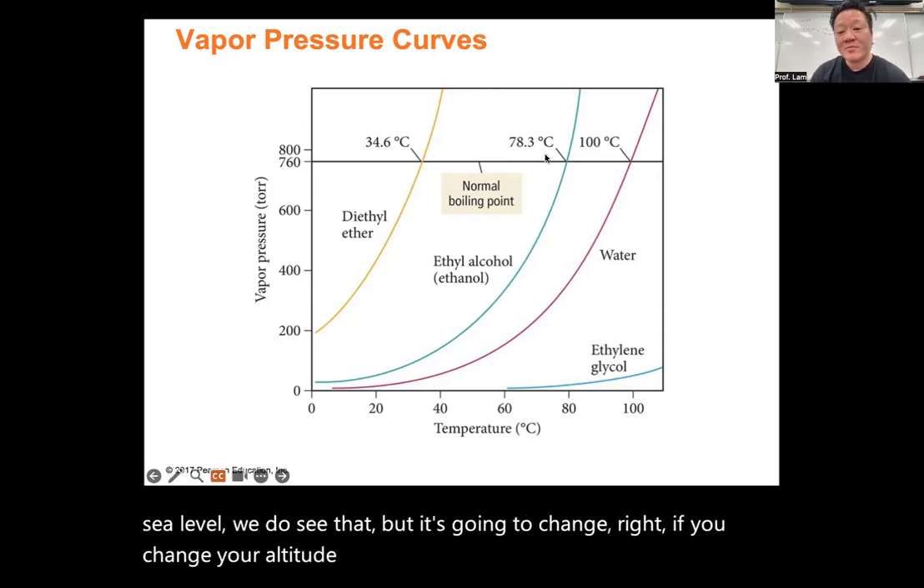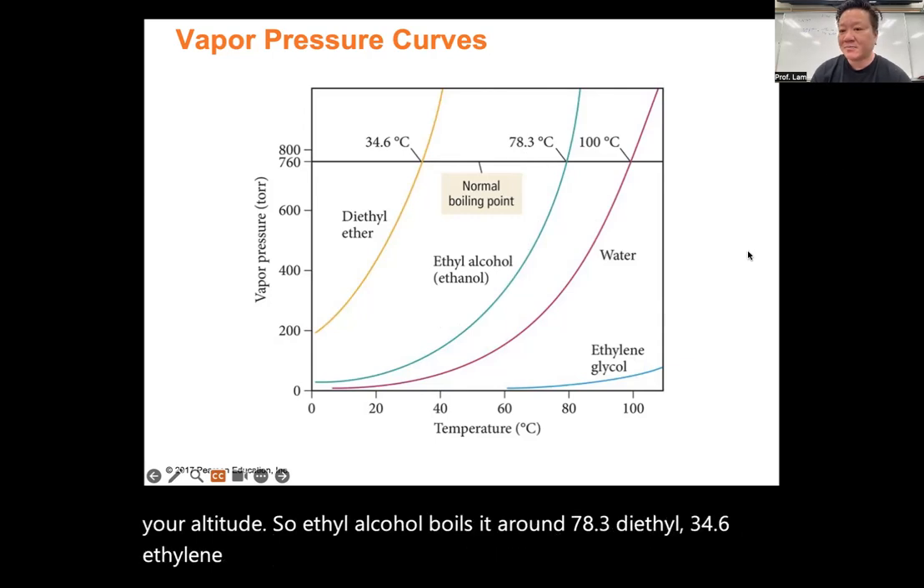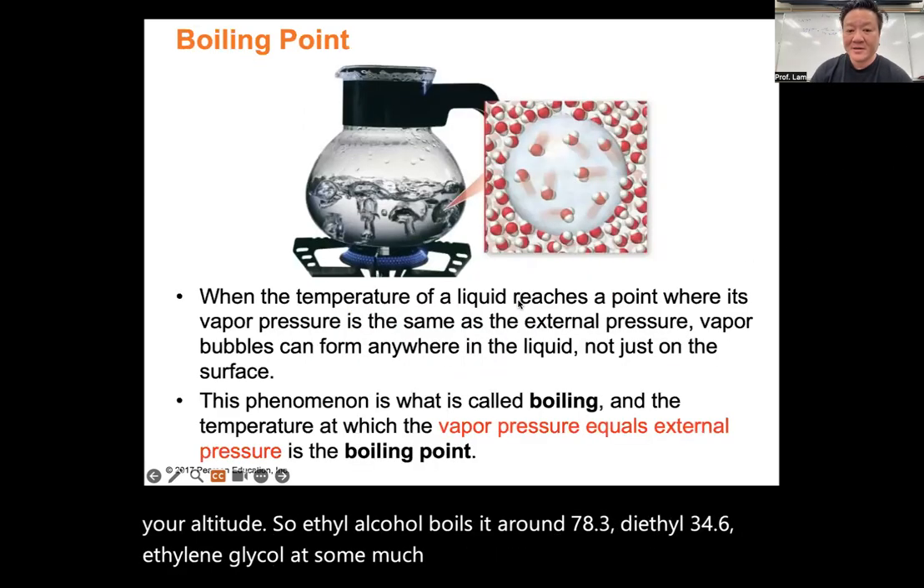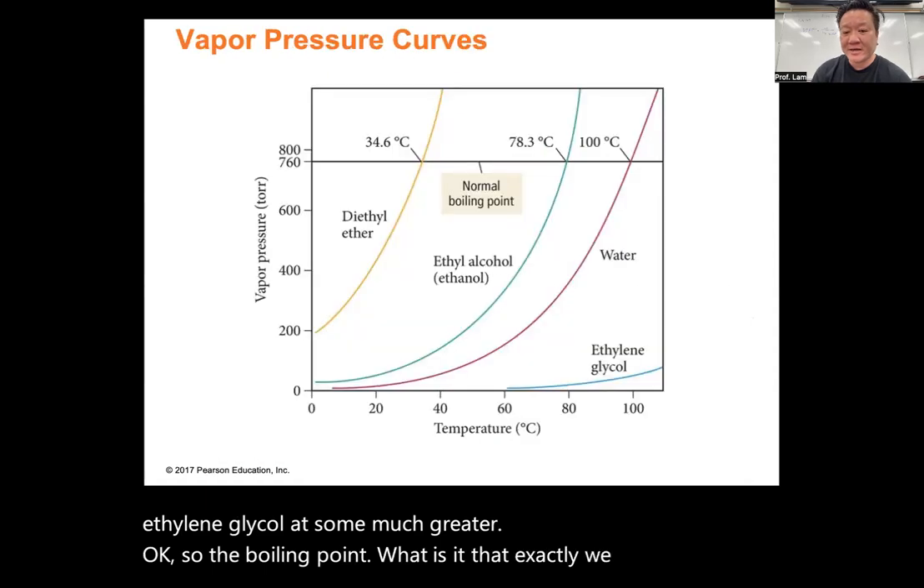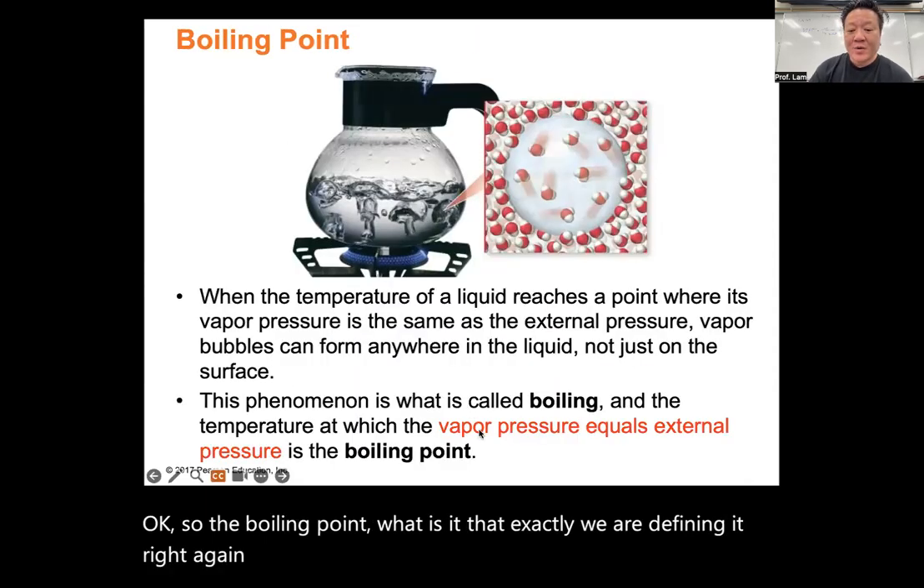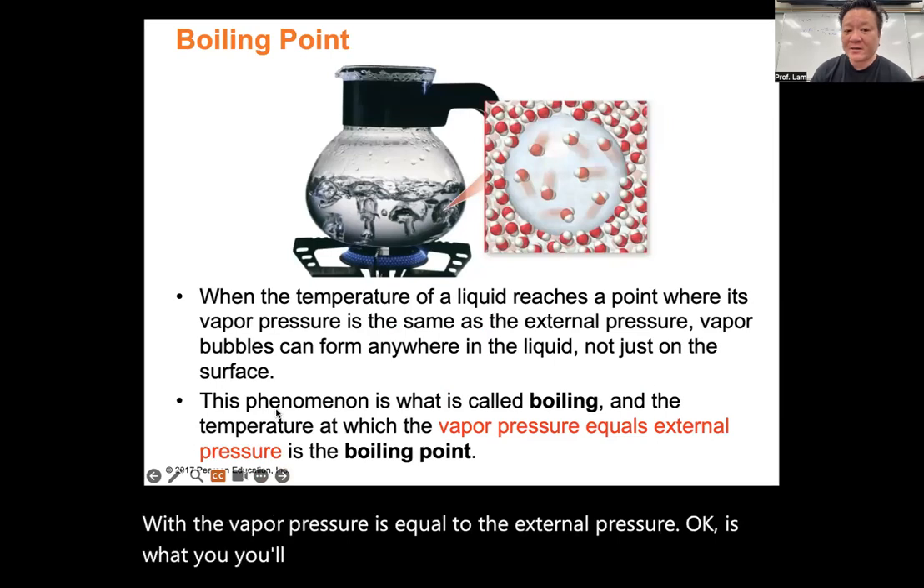Ethyl alcohol boils at around 78.3, diethyl ether at 34.6, and ethylene glycol at some much greater temperature. So the boiling point, what exactly is it? We are defining it again as when the vapor pressure is equal to the external pressure. That is when you'll get boiling.